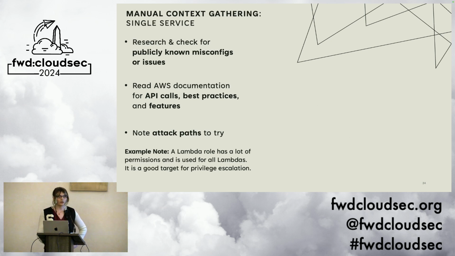So how do we actually go about assessing a single service? Well, what I like to do is look at research and publicly known misconfigurations or issues. Also, reading through the documentation is exceptionally helpful, especially if it's a service that you're not familiar with. Throughout this, you're going to be making attack paths. So an example of an attack path might be you're seeing this Lambda that has a role attached to it, and that role has a ton of permissions. Well, maybe that's something you should note down as something to check for a privilege escalation path.